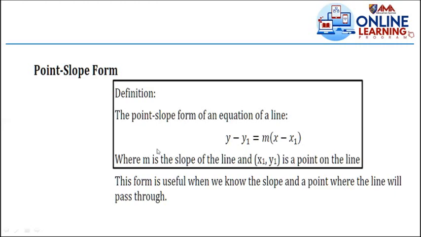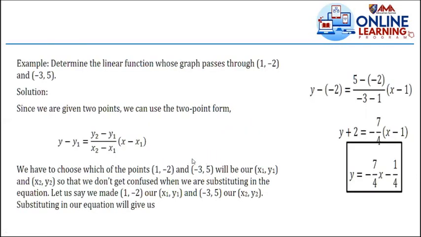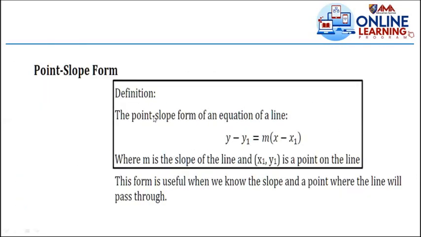Okay? So in the point-slope formula, we have only one point. That is why it is called the point-slope form formula. But in our earlier example, we had the two-point formula, so we had point 1 and point 2. But for this one, we have only one point. The point-slope form of an equation of a line is y minus y1 equals m multiplied by x minus x1, where m is the slope of the line and x1, y1 is a point on the line. This form is useful when we know the slope and a point where the line will pass through.